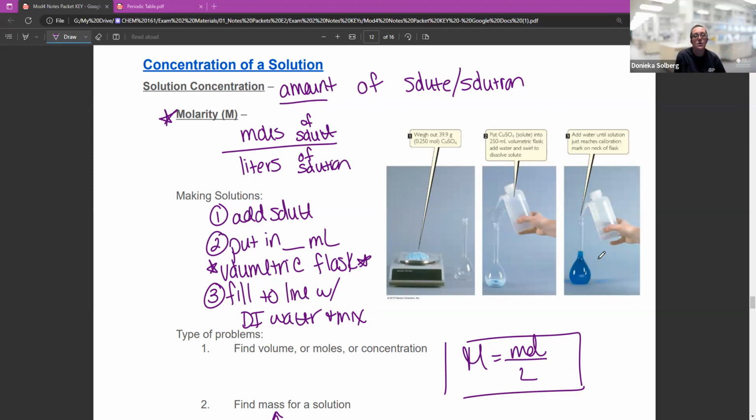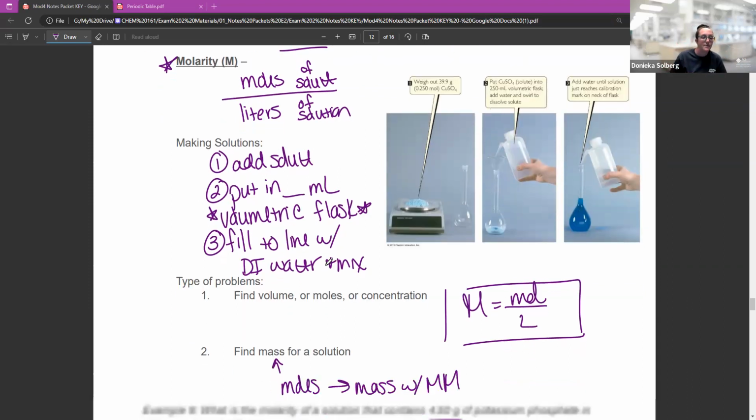So the volumetric flask is the important takeaway there. If I ask you how to make a solution, you should be able to tell me how much stuff to weigh, what size flask to use, and then you would say just fill to the line.